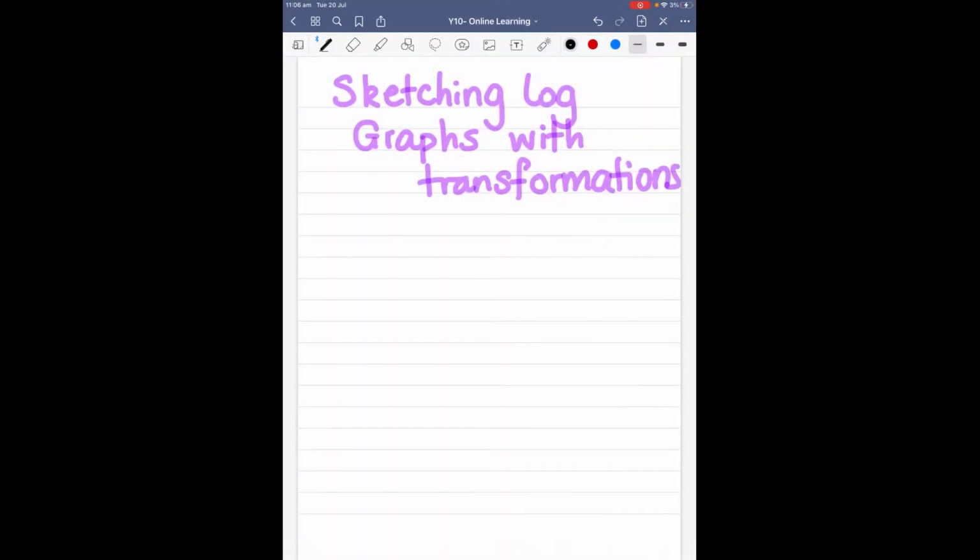Okay guys, last example for this lesson. We're going to be sketching log graphs with transformations. Now we're going to do a little checklist whenever you guys are drawing log graphs.